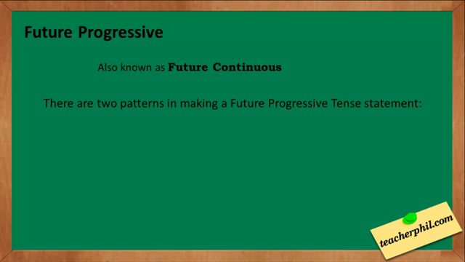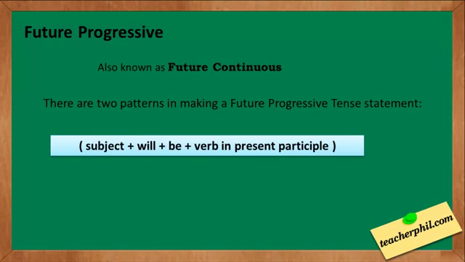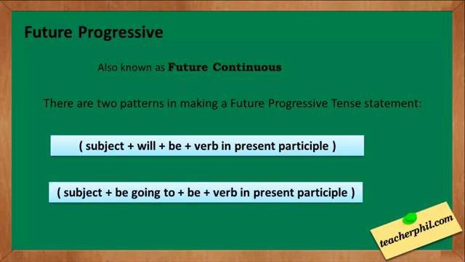Future progressive tense is also known as future continuous tense. There are two patterns in making a future progressive tense statement. These are through will and be going to forms. The pattern for will is subject plus will plus be plus verb in present participle, while for the be going to is subject plus be going to plus be plus verb in present participle.